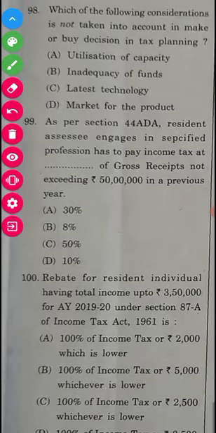Which of the following considerations is not taken into account in making make or buy decision in tax planning? So which is nothing but market for the product. Option D is the correct answer.